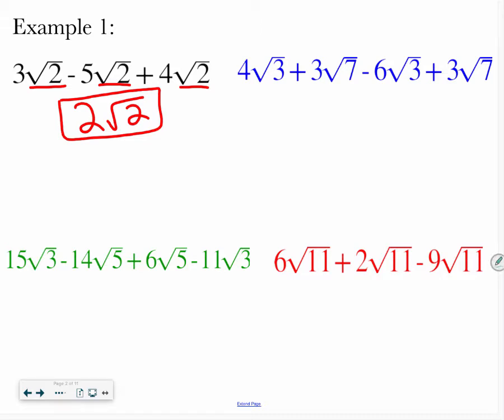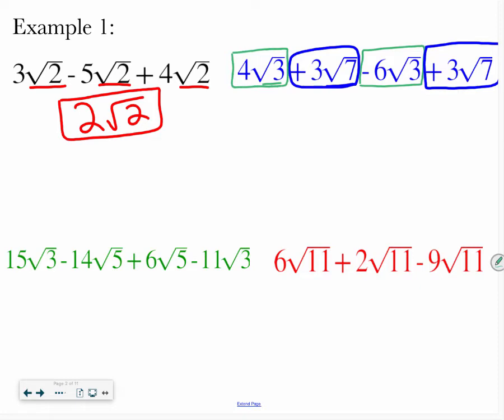If we look at this next one, I see I have 4 square roots of 3, 3 square roots of 7, and negative 6 square roots of 3. Sometimes I like to draw a box around them so that I remember to look for positives and negatives. So I boxed my square root of 3's in the same color. I have a positive 4 square root of 3 and a negative 6 square root of 3. So if I do 4 minus 6, I get negative 2 square roots of 3 left.